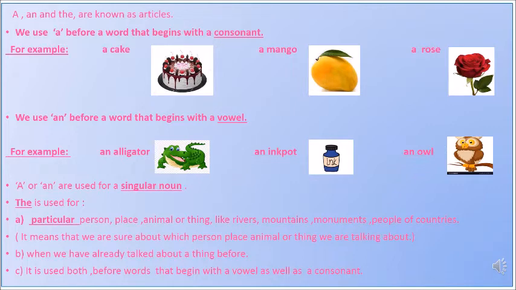And children, you know, a or an are used only for a singular noun. As you can see, all the pictures are single. Single means one. One cake, one mango, one rose, one alligator, one ink pot, one owl. So a or an are used for a singular noun. Singular noun means when you are talking only of one person, one animal, one thing. Singular means one. Now the use of the.